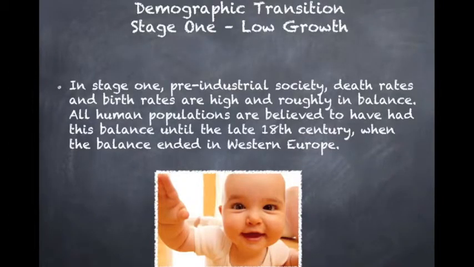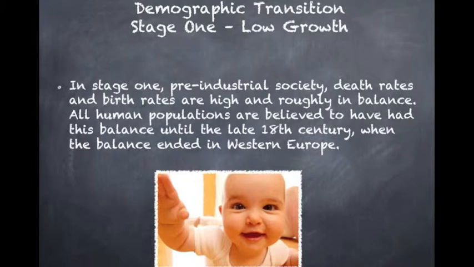Stage one is a low growth stage. In this stage, and this is a pre-industrial stage, death rates and birth rates are very high and roughly in balance. So you're having lots of children. Families have lots of children, but most of them do not survive to adulthood. So families have to have lots of kids if they want to have any chance of having adult children to later take care of them or aid them on the farm, because this is definitely agricultural societies at this point.